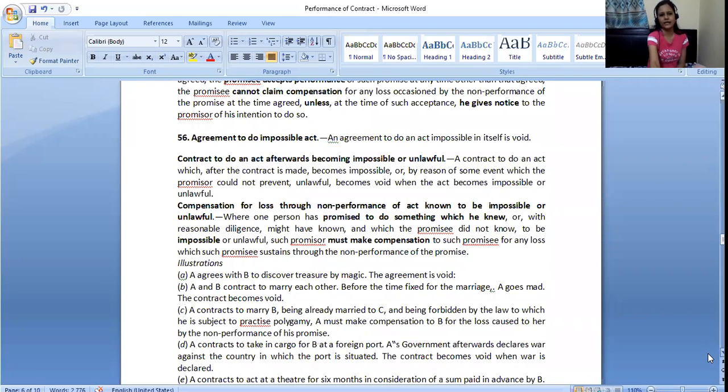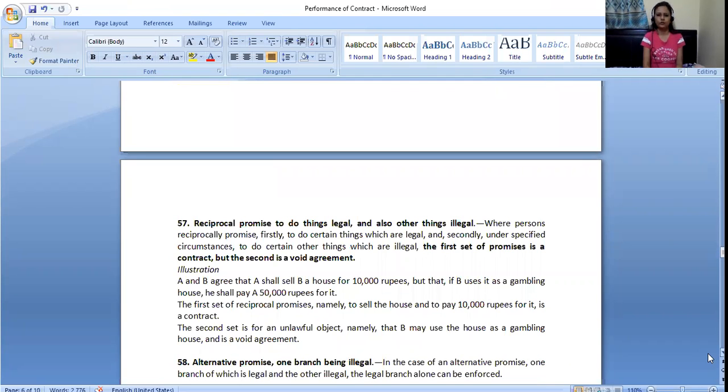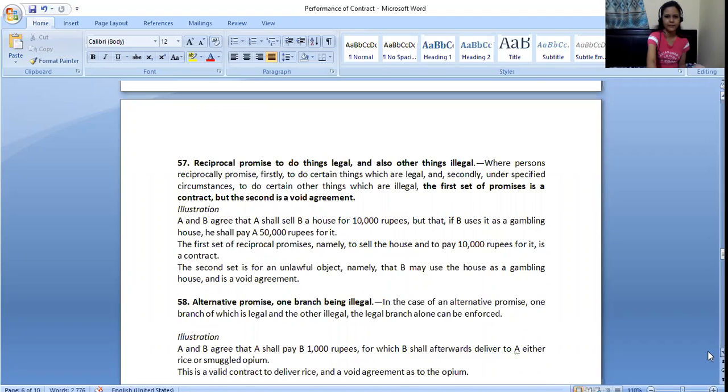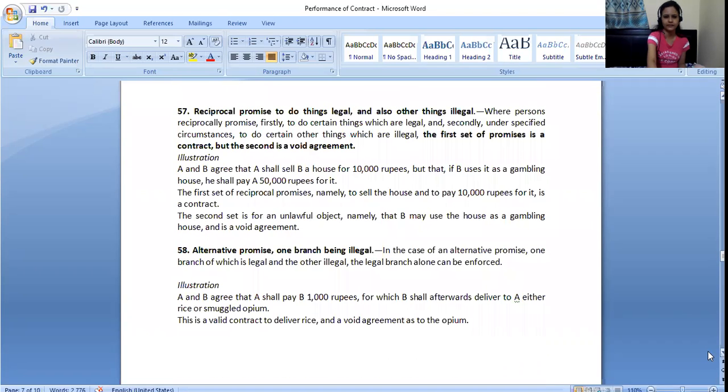So this is with regard to doing an impossible act. Then, to do something legal and also other things illegal. In one contract there might be two or three things, one legal, one illegal. In that case, the legal things I should be performing, and the illegal things would become void. One portion of that particular agreement would become void. Whatever is legal, that part I should perform. It's very simple. In one agreement there are two parts, one legal, one illegal. The legal part I should perform, and the illegal part the court may declare void, it's illegal.